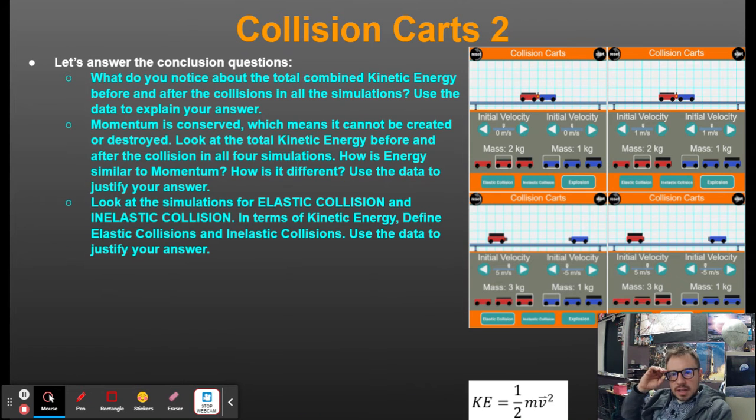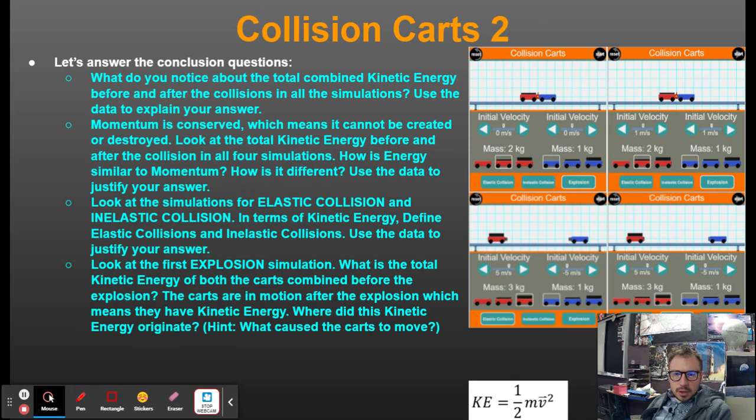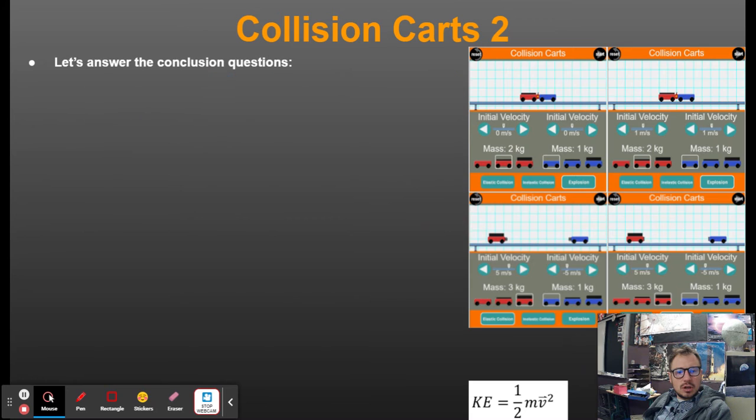So we'll deep dive into that a little bit more. Look at the first explosion simulation. What's the total kinetic energy of both the carts combined before the explosion? The carts are in motion after the explosion, which means they have kinetic energy. Where did this kinetic energy originate? What caused the carts to move?